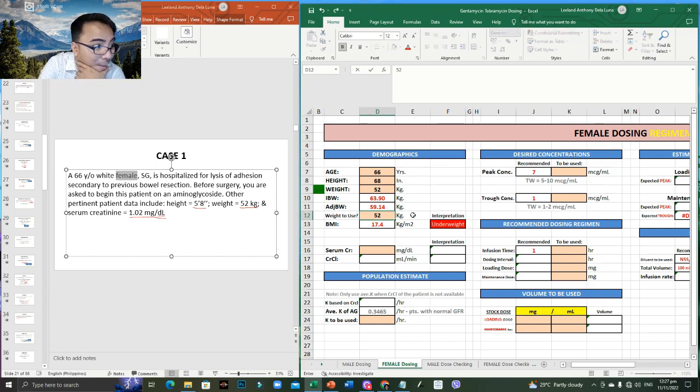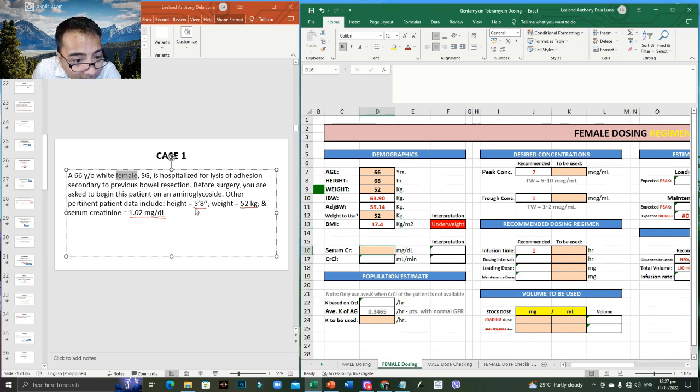Ibig sabihin, the weight to be used is 52 kilograms. Alright? Para hindi na kayo nahihirapan. Okay, halimbawa, class, ang weight ng patient ko is, kunwari lang naman, 69 kilos. So, sabi niya, dito tayo sa ideal body weight. Pero again, ang weight ng patient is 52 kilograms. We'll be using the actual weight. And just so you know, class, interpretation niya is underweight ang patient natin.